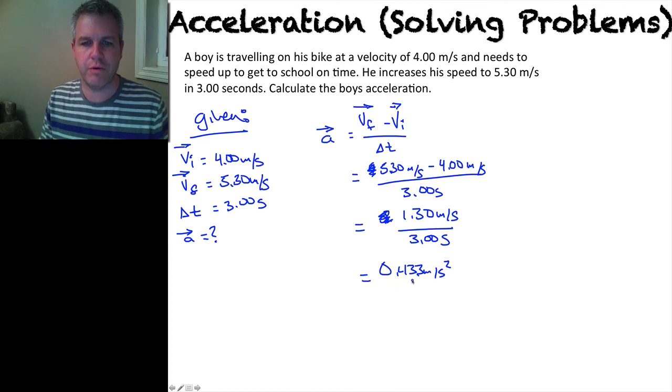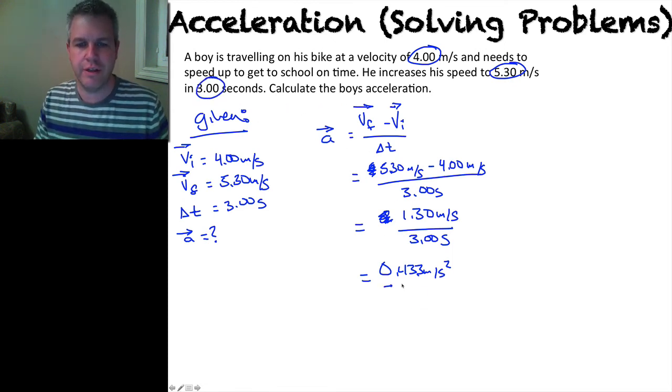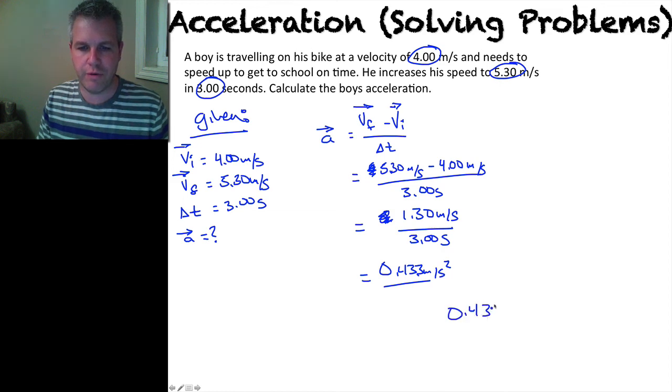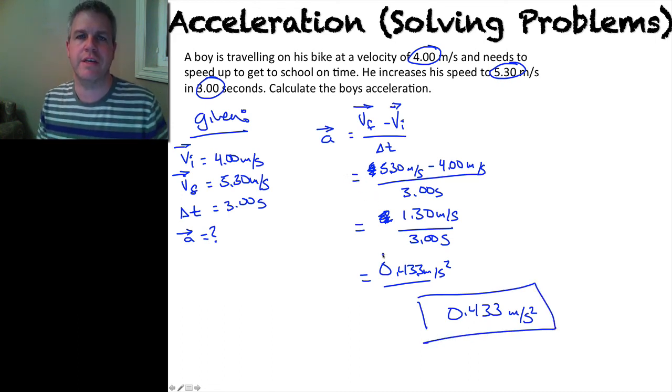Now, why is it 0.433? Because I have to pay attention to my significant digits. I had 3 significant digits given in my question. There needs to be 3 significant digits in my answer. So again, 0.433 meters per second squared is the acceleration of the boy as he increases the velocity of his bike.